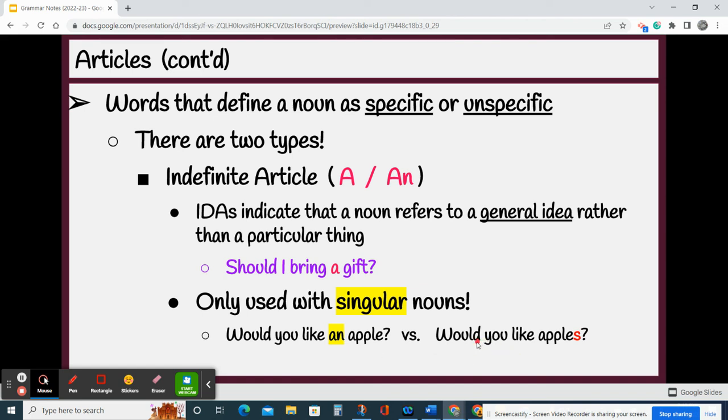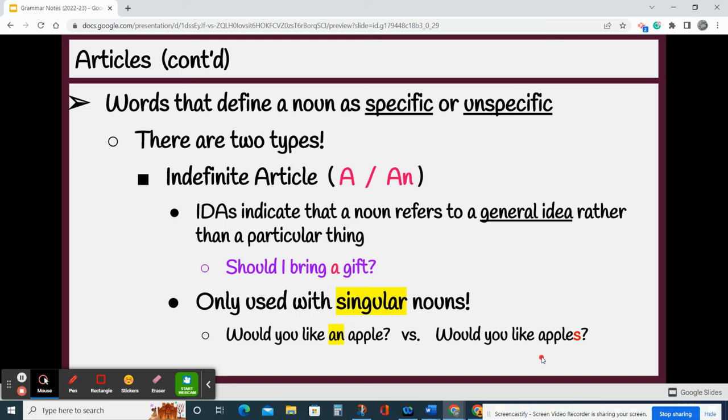We cannot use indefinite articles with multiple or like plural nouns. Would you like apples? Here, apples is plural, so that tells us there's more than one apple. And it wouldn't make sense to say, would you like an apples or would you like a apples? It would be okay to say, would you like the apples? But that's not the thing that we're trying to assess here. We're trying to see whether or not an indefinite article can fit in with plural nouns. And as you can see, it can't.